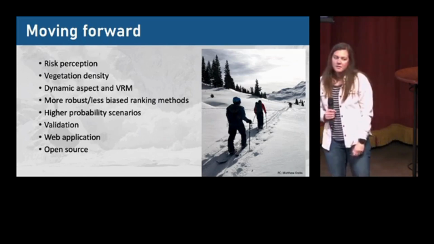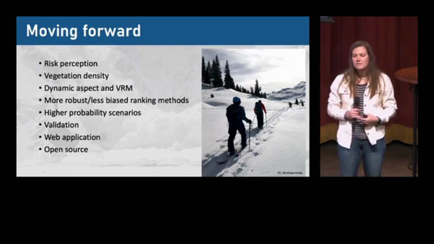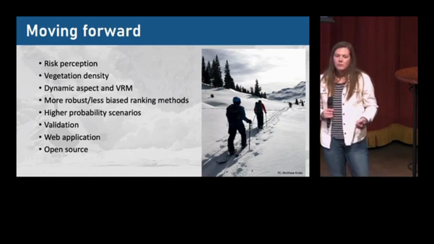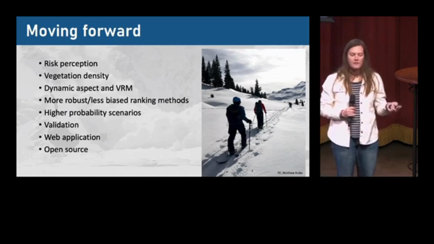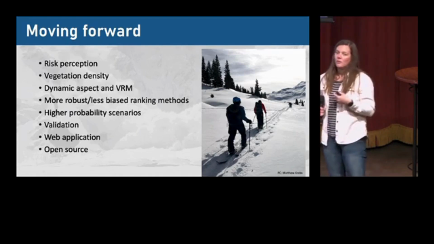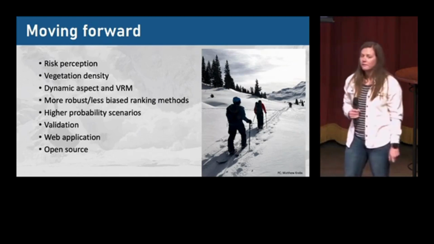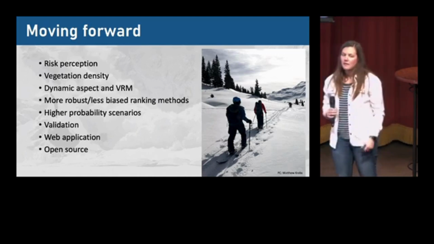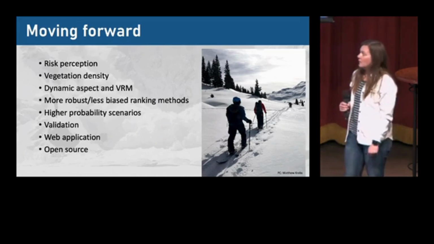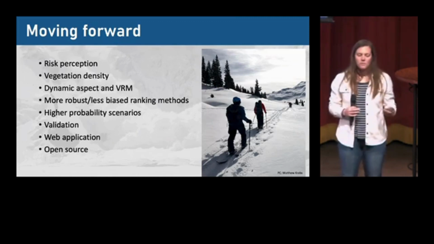Number 2 is vegetation density. I did not include that in my runouts or my start zone susceptibility, and that is an important factor. I was doing really extreme scenarios just to get maximum runout. But if you add in vegetation density, you can fine tune that a little more. Dynamic aspect in VRM is that ruggedness or roughness, so that can change with the snow depth at the time or the storm or forecast.